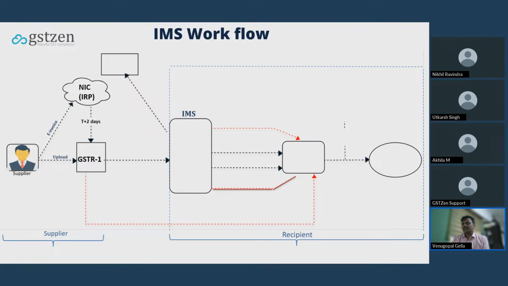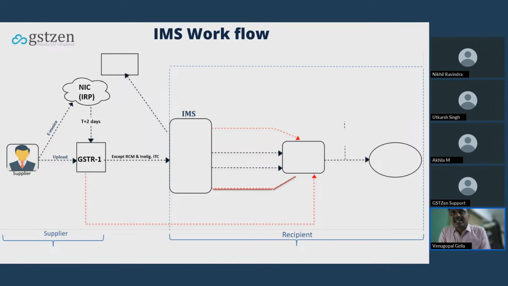The flow is as usual. If you see, supplier is uploading the e-invoice. It is going to the NIC portal, NIC1, NIC2, or any other IRP for that matter. And the uploaded data goes to GSTR1 at T plus 2 days. Supplier can also directly do a data entry into GSTR1. Now, this data which supplier is uploading, it is an invoice. So now what you have is invoice management system.